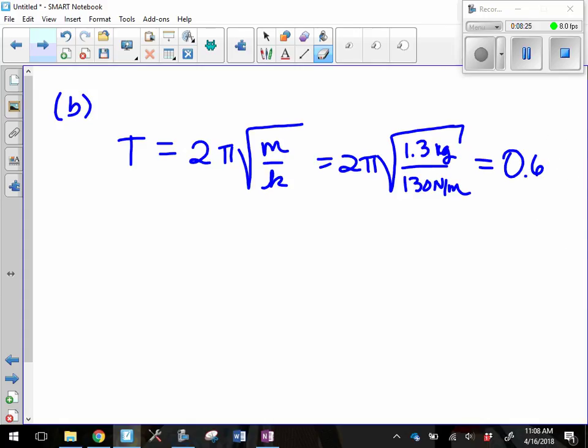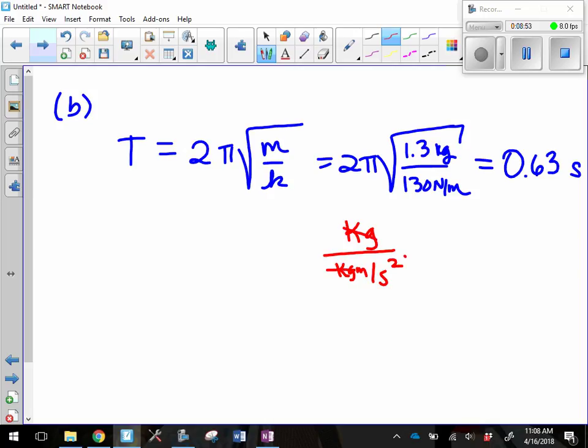I get 0.63 myself. And what are the units? No, the kilograms are going to cancel. And you end up with 1 over second squared. Right? Because this is going to give you kilograms. Newtons are going to be kilogram meters per second squared. So your kilograms cancel, your meters cancel, so you have 1 over second squared, which is second squared, and then we square root the whole thing. Okay.